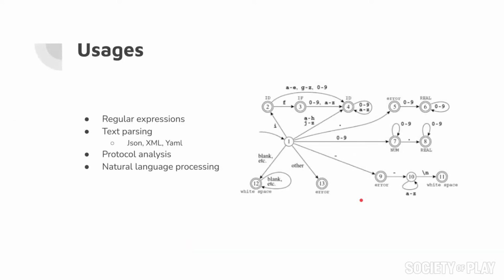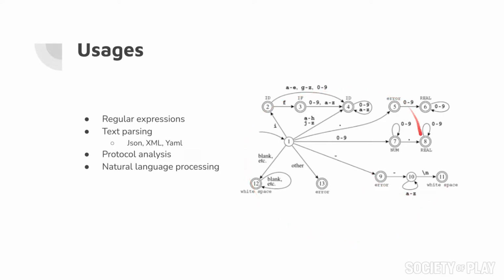All right, I got to speed up a little bit. So, some usages of automata theory is regular expressions are a very big one. Regular expressions are just automata theory, just automata. With text parsing, things like JSON and YAML and XML just have to verify those things are correct. Protocol analysis, things like wires, they have to check to see if signals sent to it are correct signals. And natural language processing, things like that.